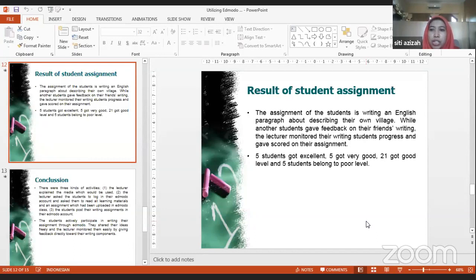The assignment of the students is writing an English paragraph describing human relations in their own village, while other students gave feedback on their friends' writings. I monitored their writing progress and gave scores on their assignments. So in this process, the students built their motivation and their confidence, and also monitored their friends' work. Five students got excellent, five got very good, 21 got good level, and five students belong to poor level.